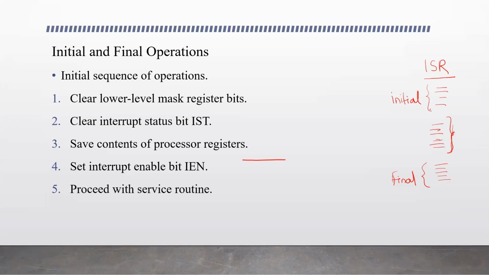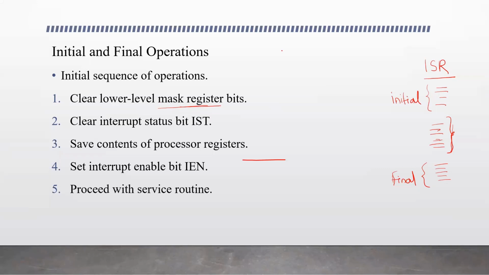What are these initial set of instructions? First is to clear the lower level mask register bits. Mask register bits are used to allow or not allow interrupts to enter, to change the interrupt status. So these bits are cleared. Mask register bits are used to clear or to set. When the CPU is servicing one interrupt, the lower level bits must be cleared.